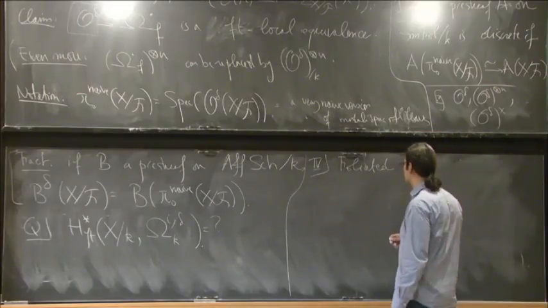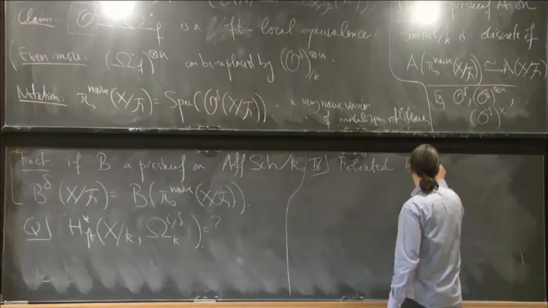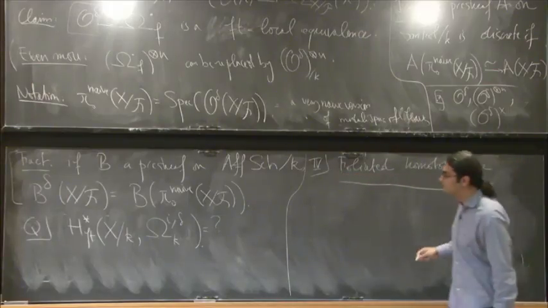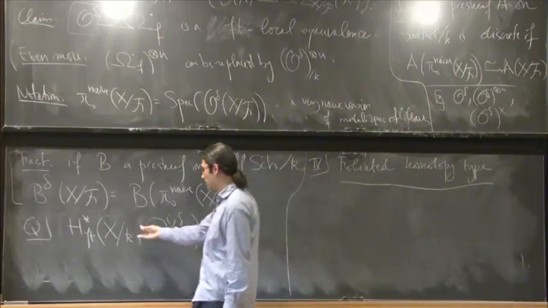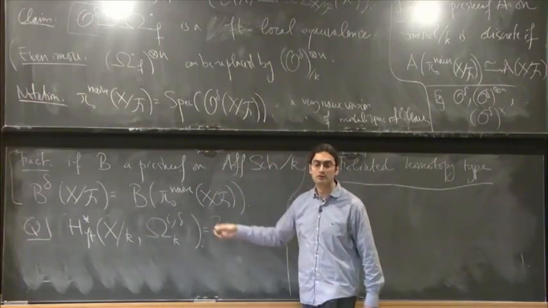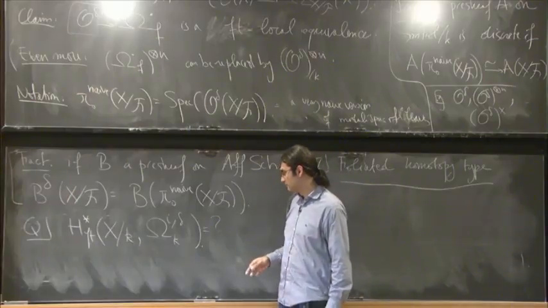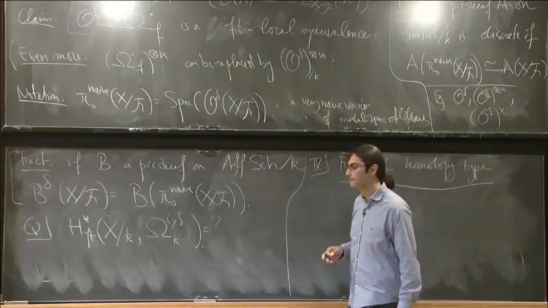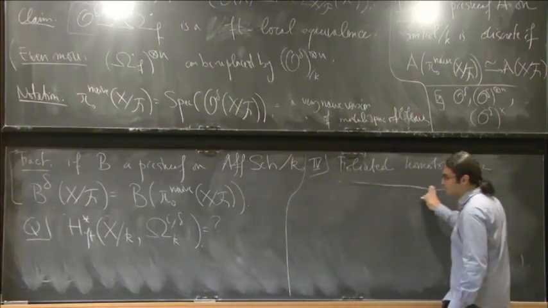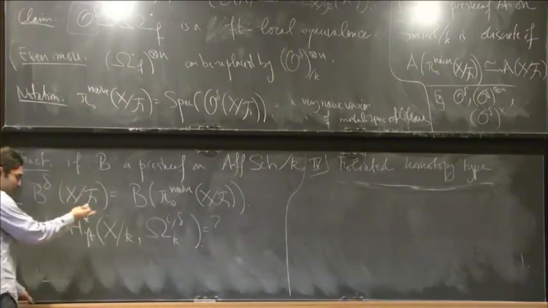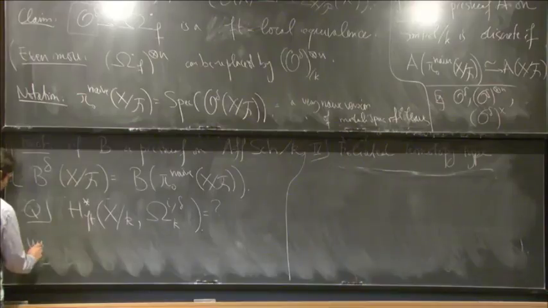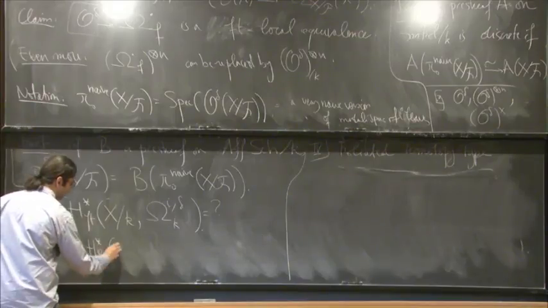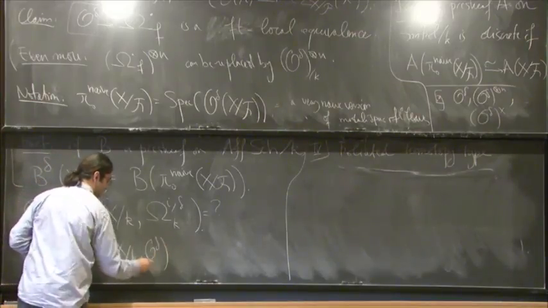So, foliated homotopy type. For i equals 0, it will be k. No, it will be 0. If i is bigger than 0, it will be 0. For all delta, it will be k. I should say we know this. We know some examples. Like you can say what is the foliated cohomology of X with values in O delta, and this is simply the de Rham cohomology.